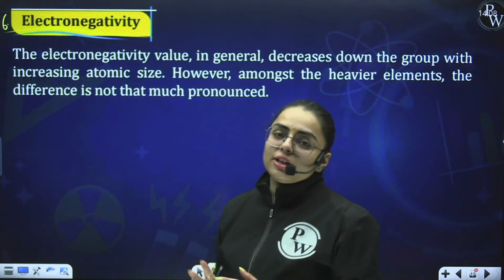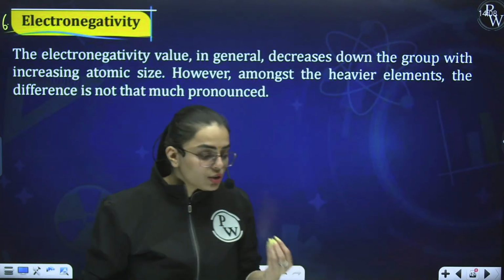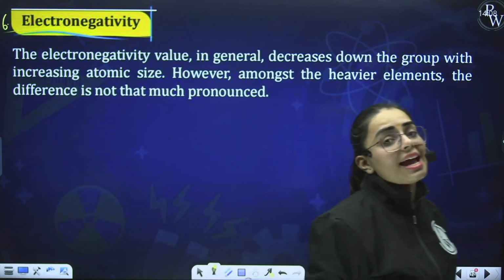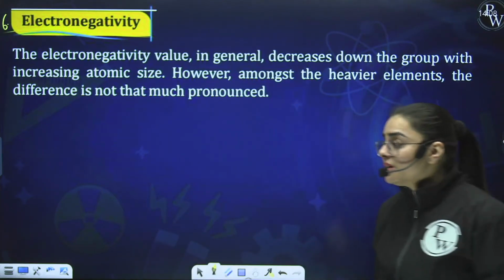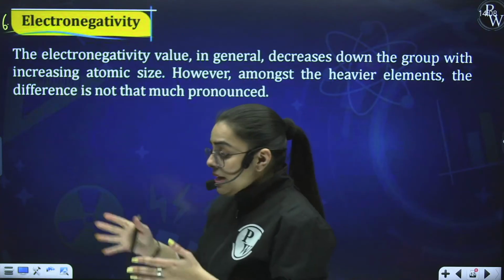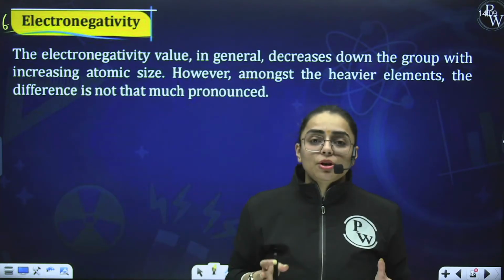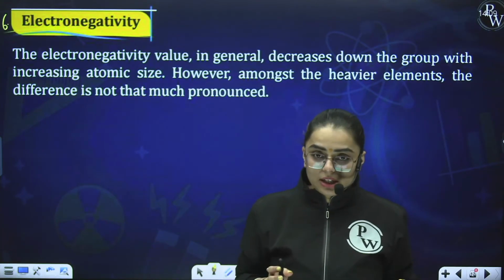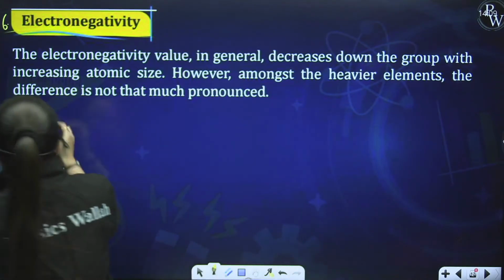Now I am talking about electronegativity. What is electronegativity? Electronegativity is the tendency to attract a shared pair of electrons towards itself. What is electronegativity? The tendency to attract a shared pair of electrons towards itself is electronegativity. I will explain you with an example. First of all, write the definition.